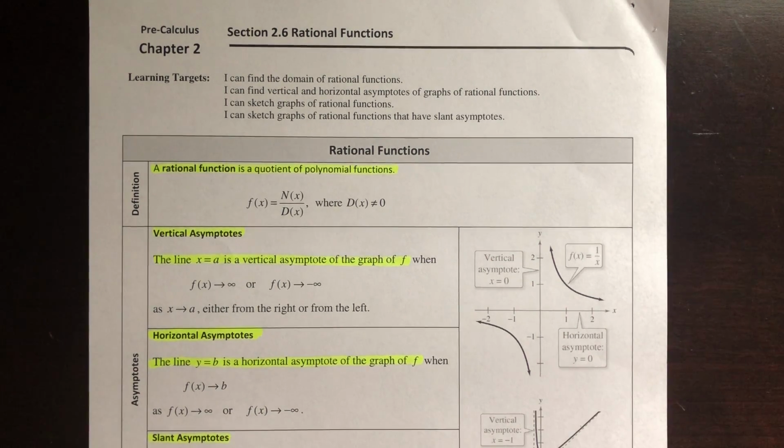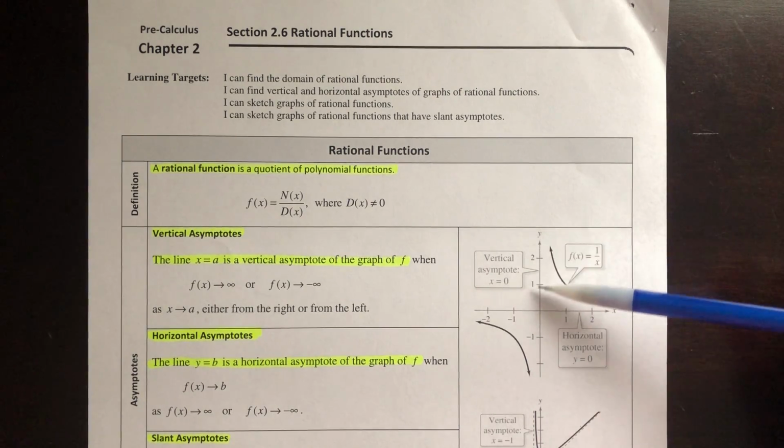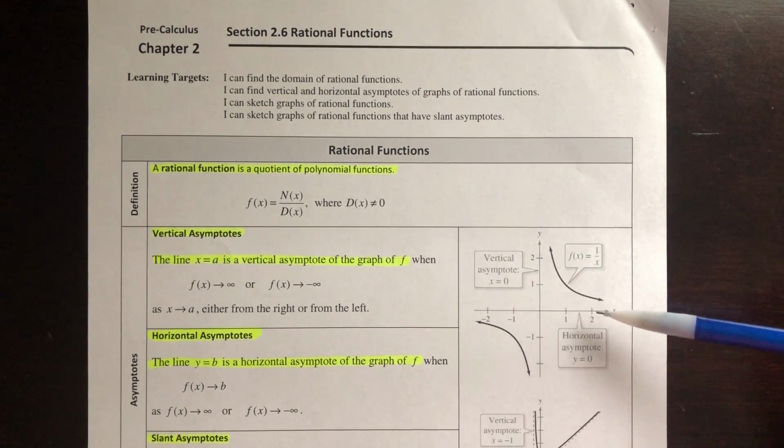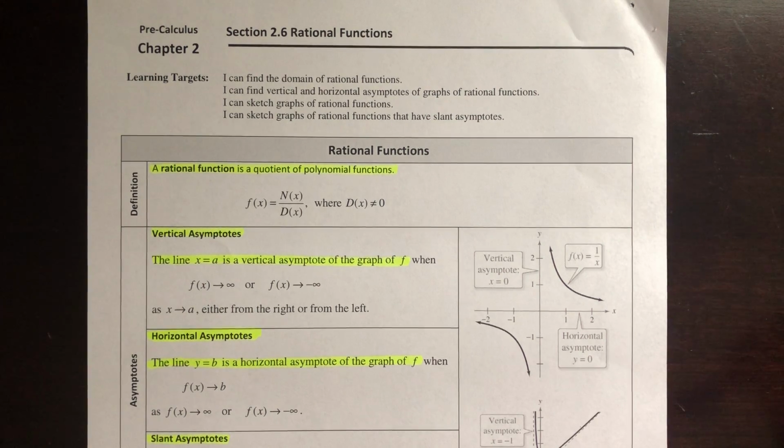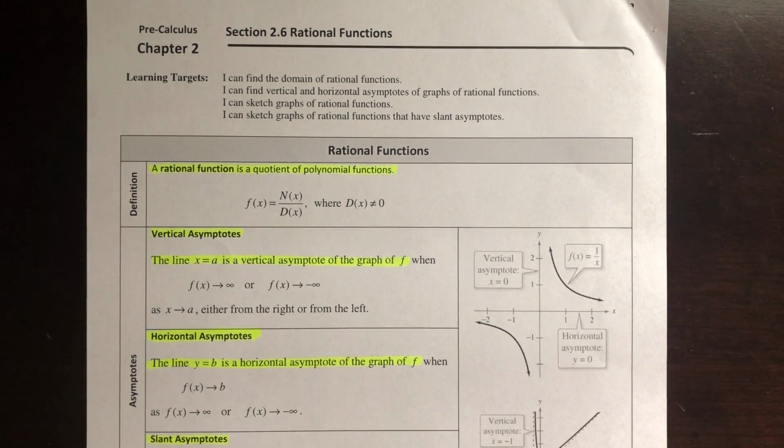So in this first lesson, the first part of 2.6, we're going to be talking about asymptotes. An asymptote is an imaginary line that the function gets closer and closer to, but never touches. So it's kind of like a guide to our graph of these rational functions. We're just laying the groundwork today, and then next lesson we'll start graphing these rational functions.